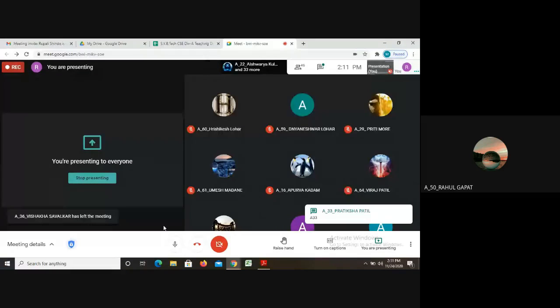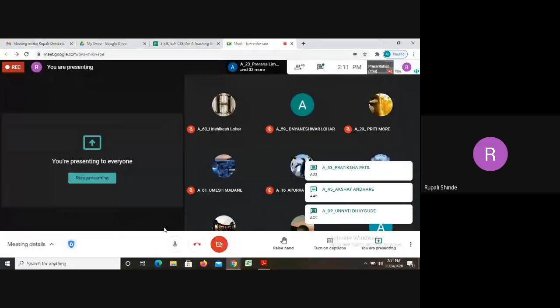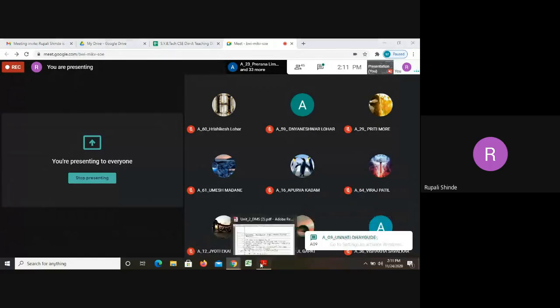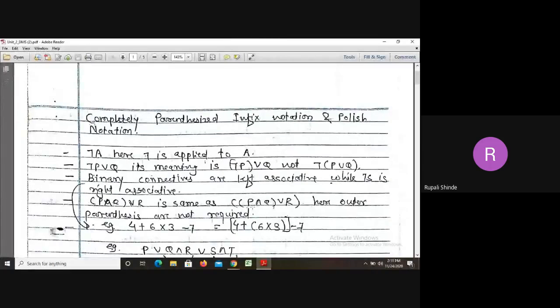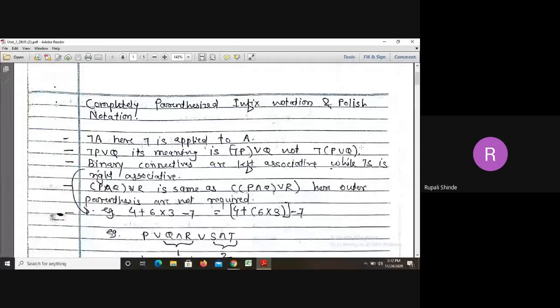Yes, ma'am. Okay. So today we are going to see the last 2 points from unit number 8, and out of this, Polish notations we have already seen. That will be just a revision part for you. So the first point is completely parenthesized infix notation and Polish notations. Polish notation is a prefix notation. There are three types of notations: prefix, postfix, and infix. We have seen its forms, but we are going to revise it again.